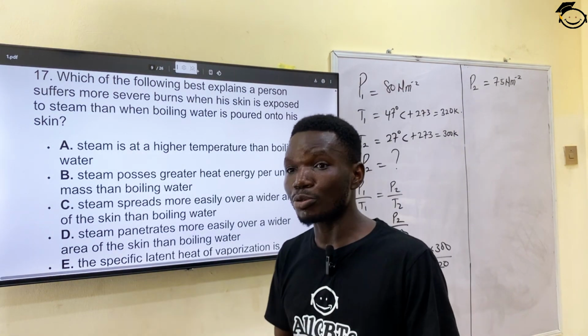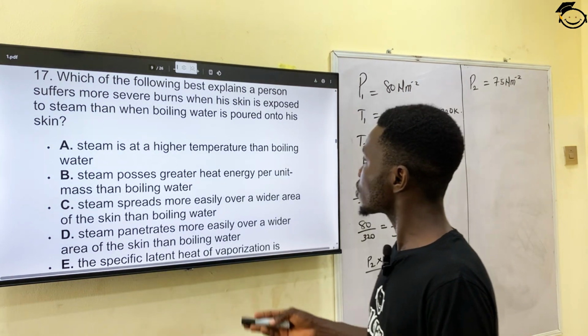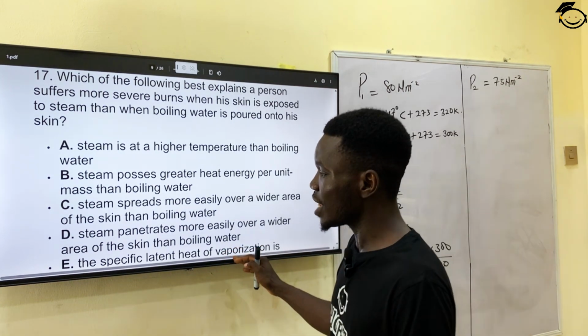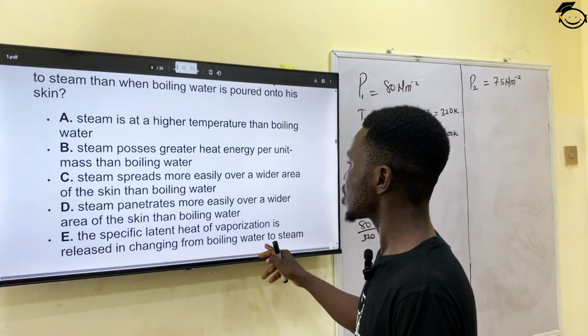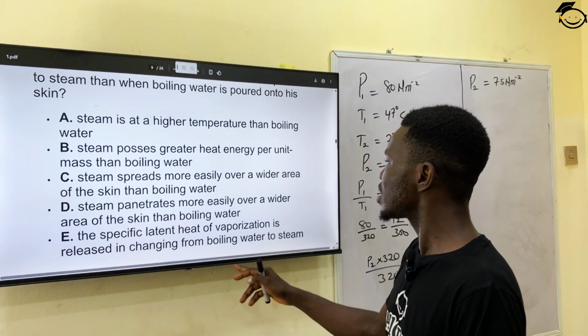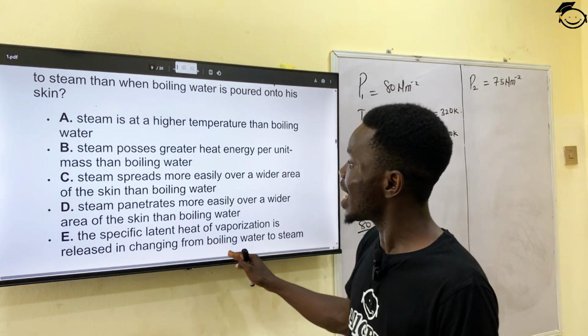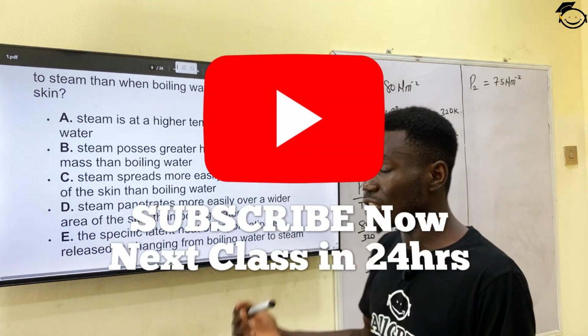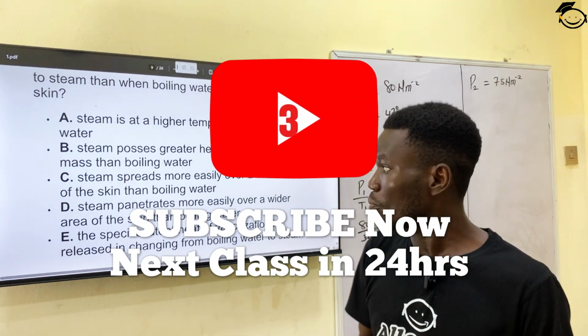So if you look at our option, we're going to be looking at the option that has to do with latent heat of vaporization of steam. And that is our option E here, which says that the specific latent heat of vaporization of steam is released changing from boiling water to steam. So our option E here is the correct answer, because at the release of the heat of vaporization of steam, the skin will burn a lot more.